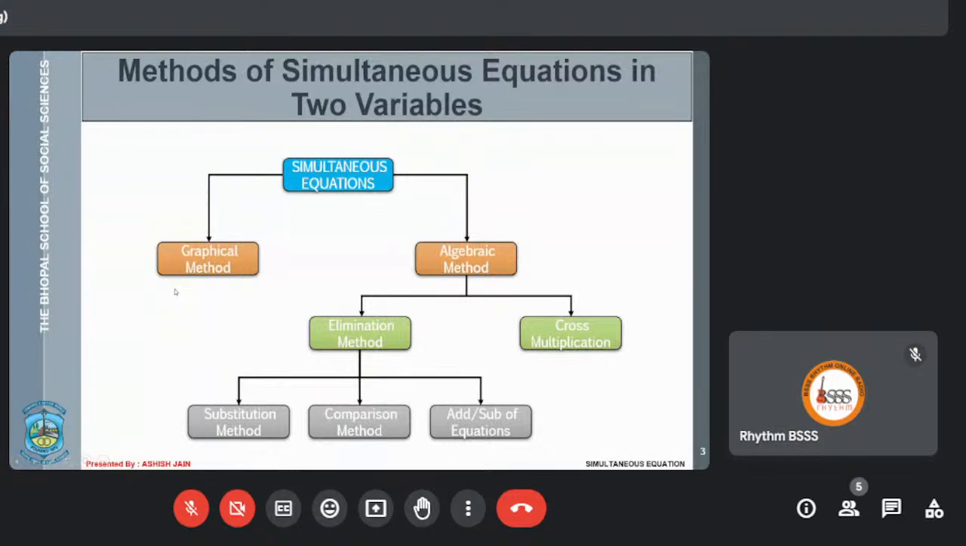Elimination method again is of three types. First is the substitution method. Then we have comparison method, and we have addition or subtraction of equation. That means altogether we have to study 4 methods to solve simultaneous equations. The first method is substitution, second is comparison. Third method is addition or subtraction of equation, and the fourth and the most important one is the cross multiplication method, right? So we begin with substitution method first.